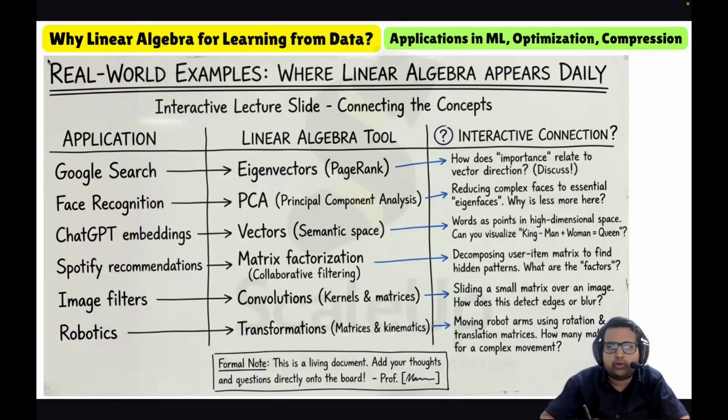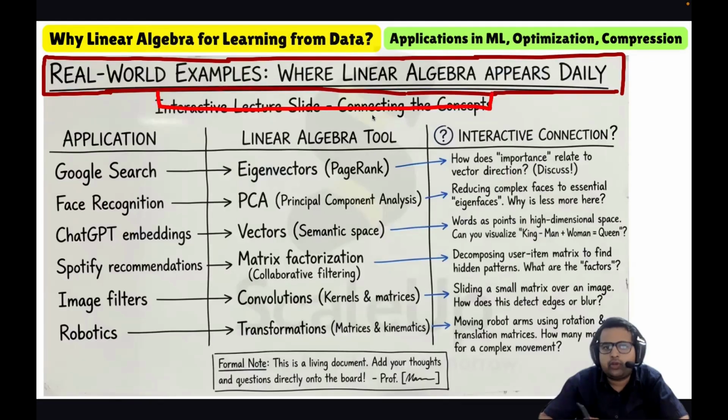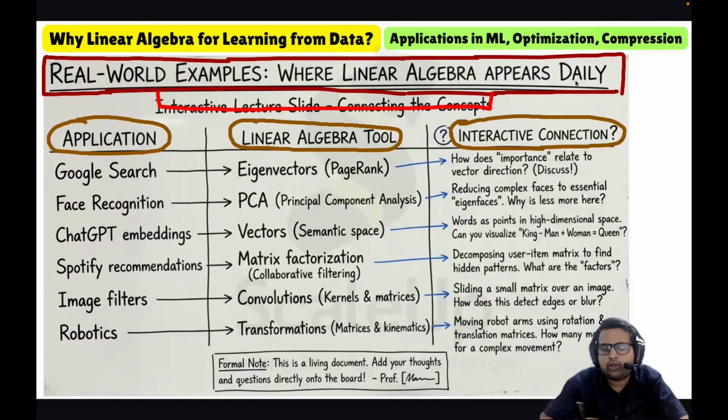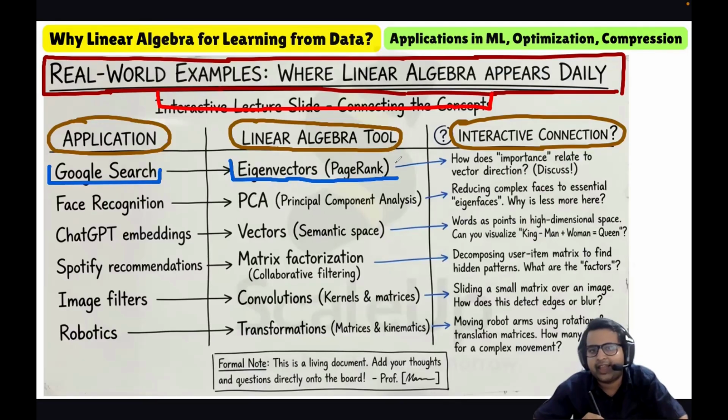Now let us look at some real world examples where linear algebra appears daily. So we will look at the application, the linear algebra tool, and the connection. If we talk about Google search, the application is Google search. Google search makes use of eigenvectors in its page ranking algorithm. So how does importance relate to vector direction?